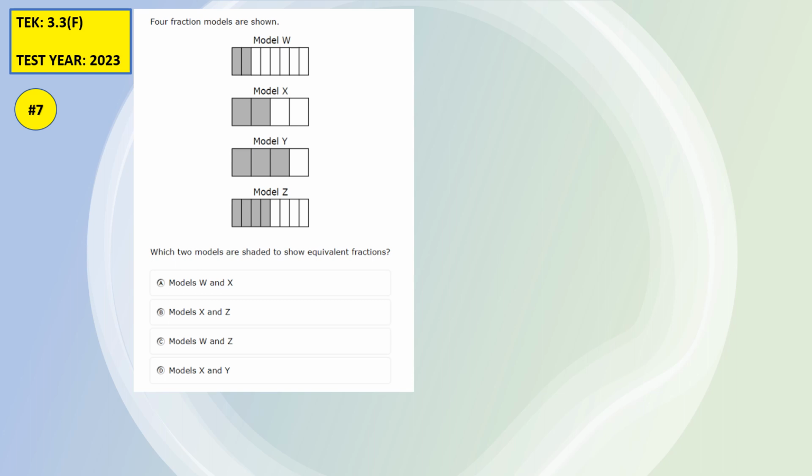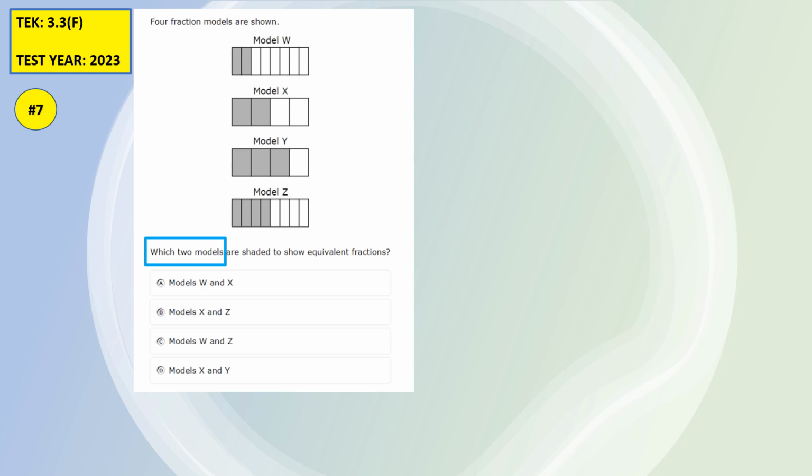Number 7 says 4 fraction models are shown: Model W, Model X, Model Y, and Model Z. The question says, which two models are shaded to show equivalent fractions? Now remember, equivalent fractions are fractions that are equal. And it said which two models, so two of those models are the same. And we have to figure out which two models are the same.